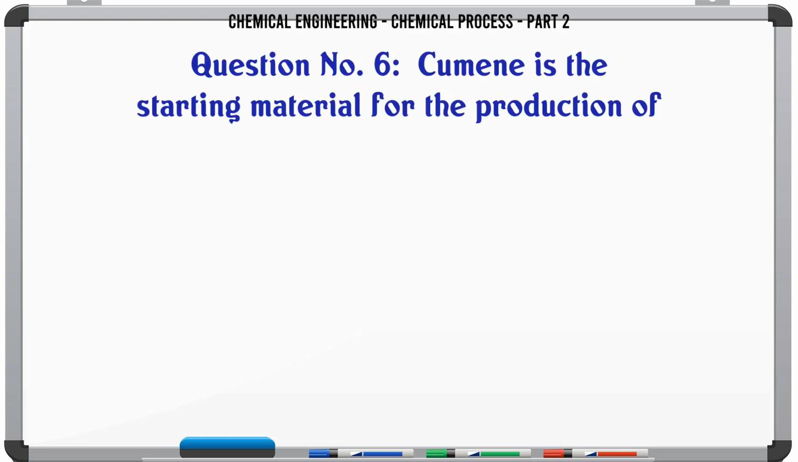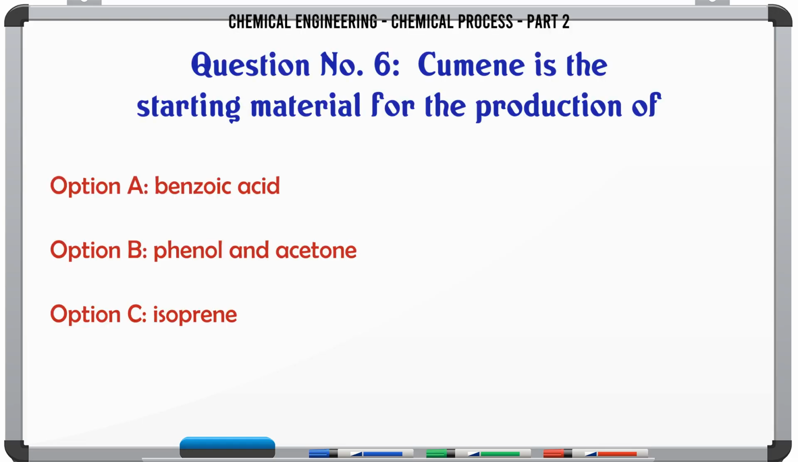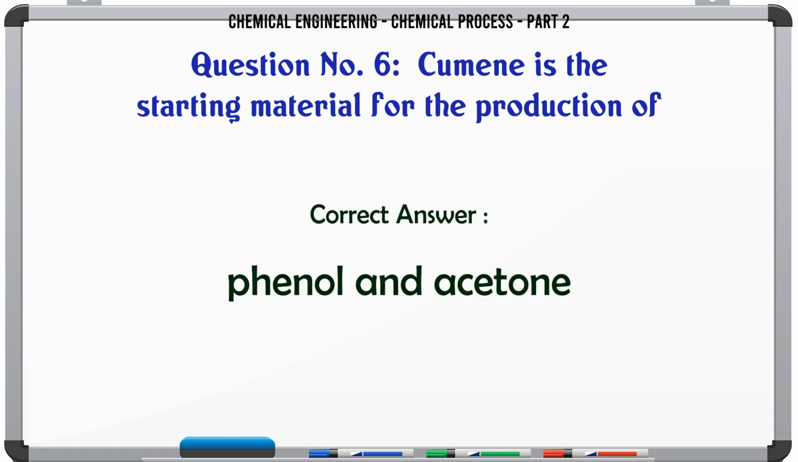Cumene is the starting material for the production of A. Benzoic acid, B. Phenol and acetone, C. Isoprene, D. Styrene. The correct answer is phenol and acetone.